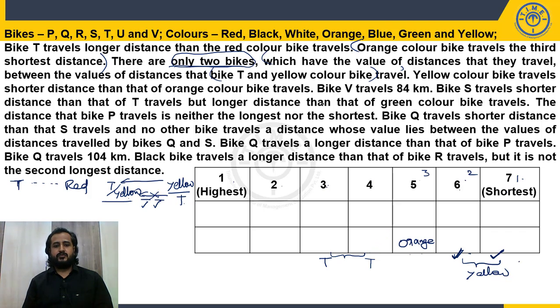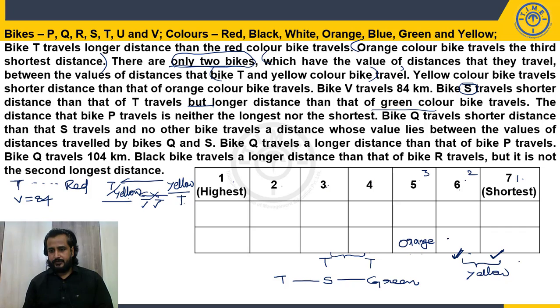Am I correct? Right. Next, what is the information that you have? Bike V travels 84. So somewhere else, bike V travels 84. I need to fix. Okay, let's fix. What is next? Bike S travels shorter distance. See, none of these clues are giving definite information regarding the arrangement. It is leading to two cases. Right. Now, bike S travels shorter distance than that of T. And S travels longer distance than green. Clear? And what else you know?